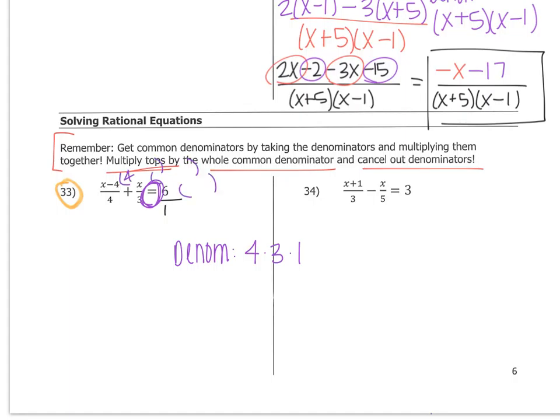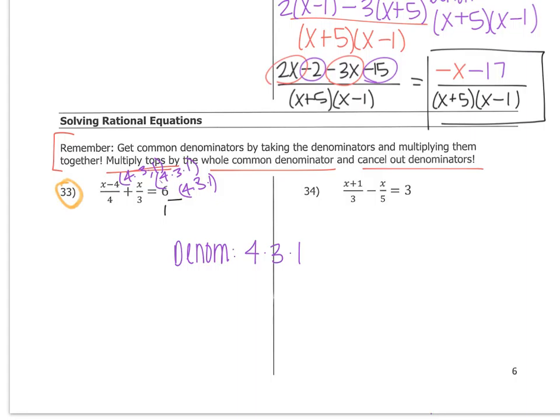Okay, so we have 4 times 3 times 1, multiplied by every single part. And every single fraction, even if there's 4 of them, take all 4 denominators, multiply it by every part. If there's 6 of them, take all 6 denominators, multiply it by every part.